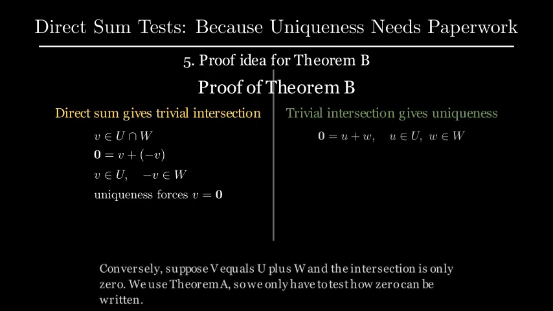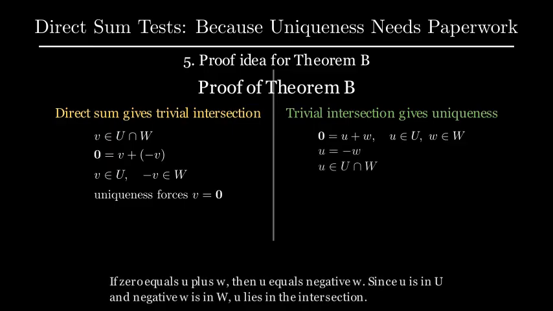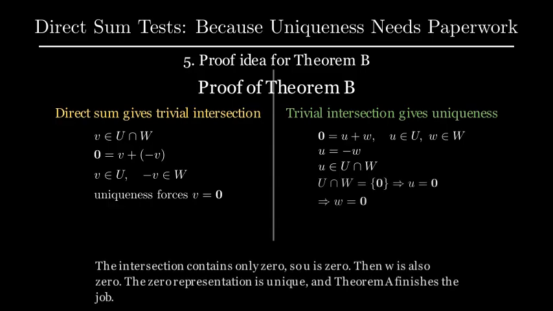Conversely, suppose V equals U plus W and the intersection is only 0. We use theorem A, so we only have to test how 0 can be written. If 0 equals u plus w, then u equals negative w. Since u is in U and negative w is in W, u lies in the intersection. The intersection contains only 0. So u is 0. Then w is also 0. The 0 representation is unique. And theorem A finishes the job.